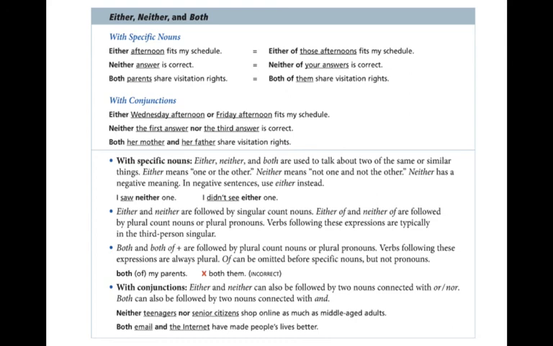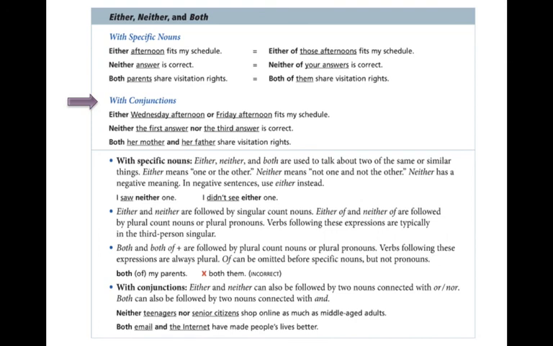Either, neither, and both. Some people pronounce it either and neither. Both of them are correct. With specific nouns, either afternoon fits my schedule. Either of those afternoons fits my schedule. Neither answer is correct. Neither of your answers is correct. Both parents share visitation rights. Both of them share visitation rights.